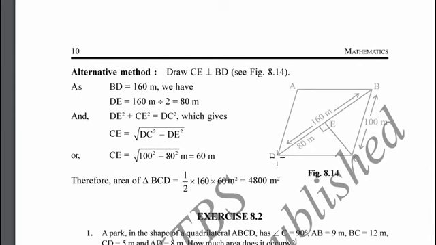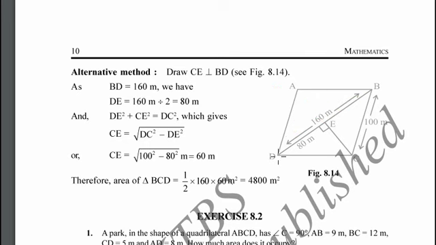Here we have the length of one of the diagonal BD, which is equals to 160 meter. So we will draw a bisector on this line BD. We will draw a bisector CE on BD. We know the length of BD is 160 meter. When we bisect this line, we will get the length of DE is equals to 80 meter and the length of EB is equals to 80 meter.